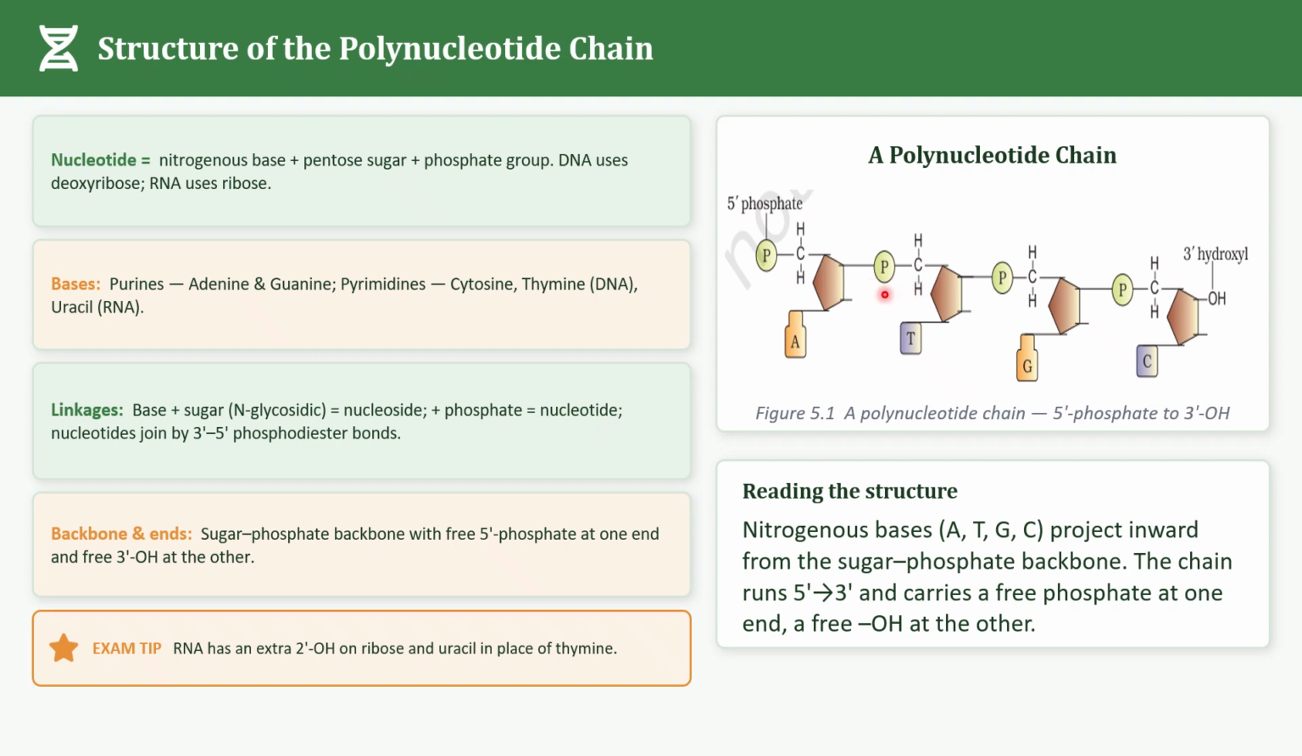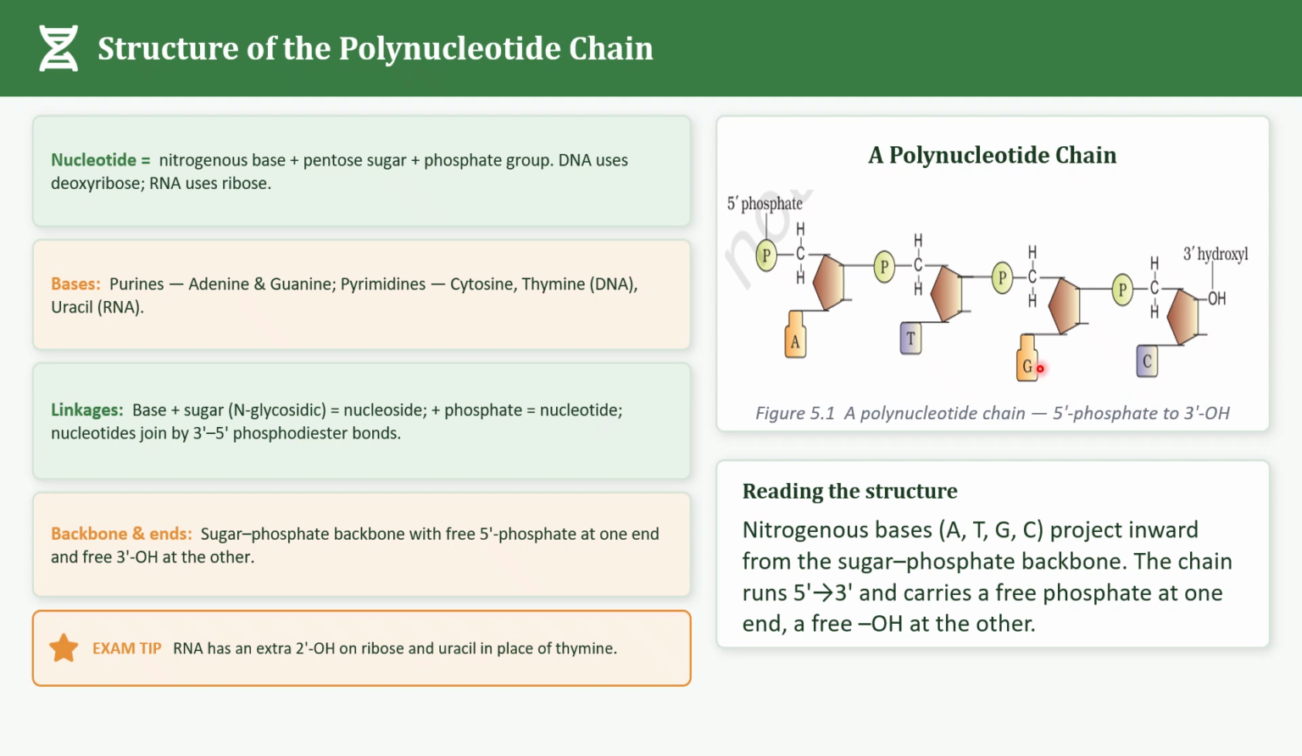So these connections are called 3' 5' phosphodiester bonds. You can see the phosphodiester bonds, and these connections are called 3' 5'. And millions of bonds join nucleotides into one long polynucleotide chain. Next is the sugar-phosphate backbone.